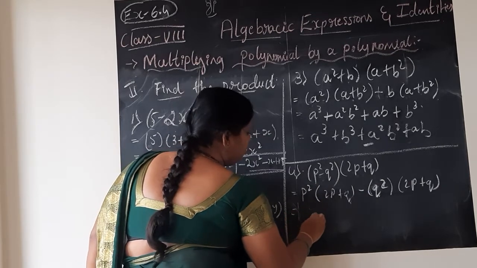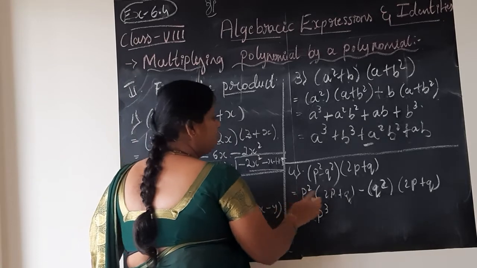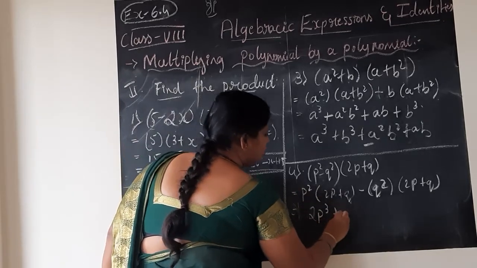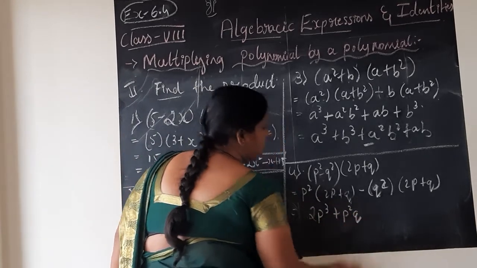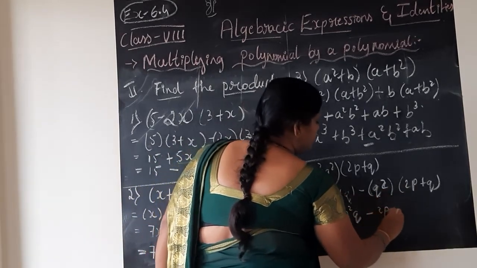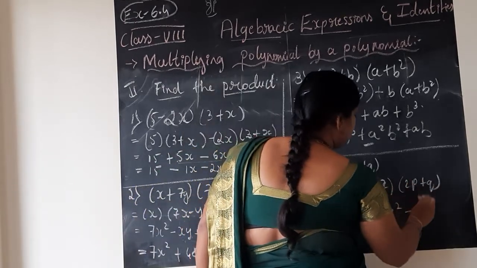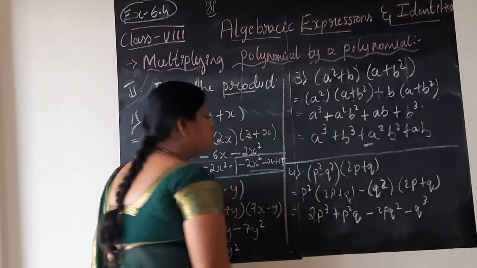P square into 2p is 2p cube. P square into q is simply p square q. Minus into plus, minus: q square into 2p is 2p q square. Minus into plus, minus: q square into q is q cube.